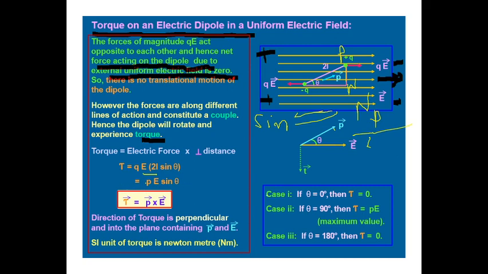This torque is maximum when the angle theta between the dipole moment and electric field is 90 degrees, and it is minimum, a zero value, when theta equals 0, meaning the dipole is aligned in the direction of the electric field, or when the dipole makes an angle of 180 degrees with the direction of the electric field. In this case the torque is minimum, and maximum when theta equals 90 degrees.